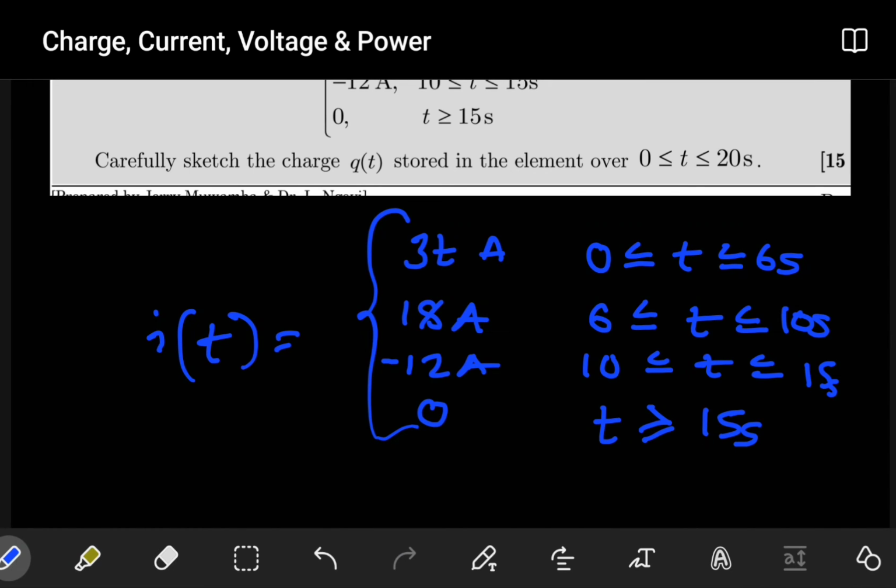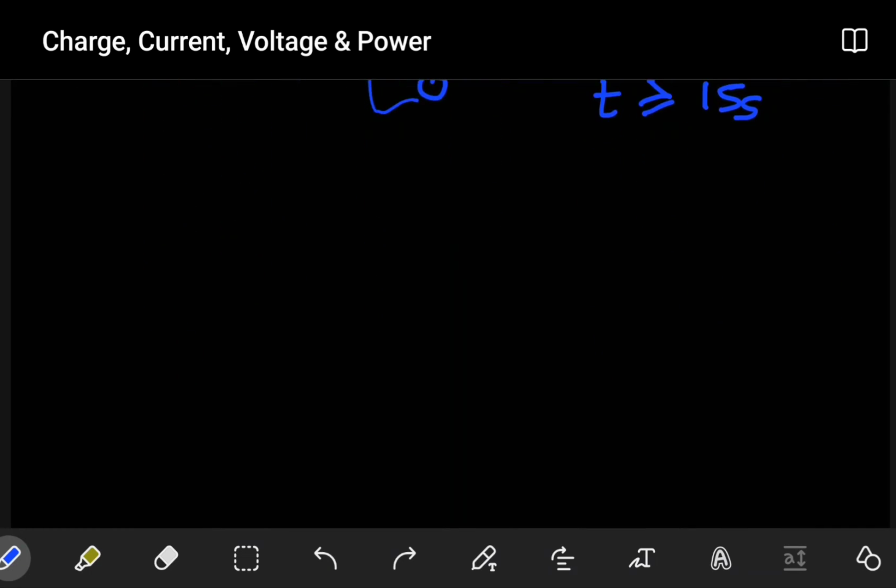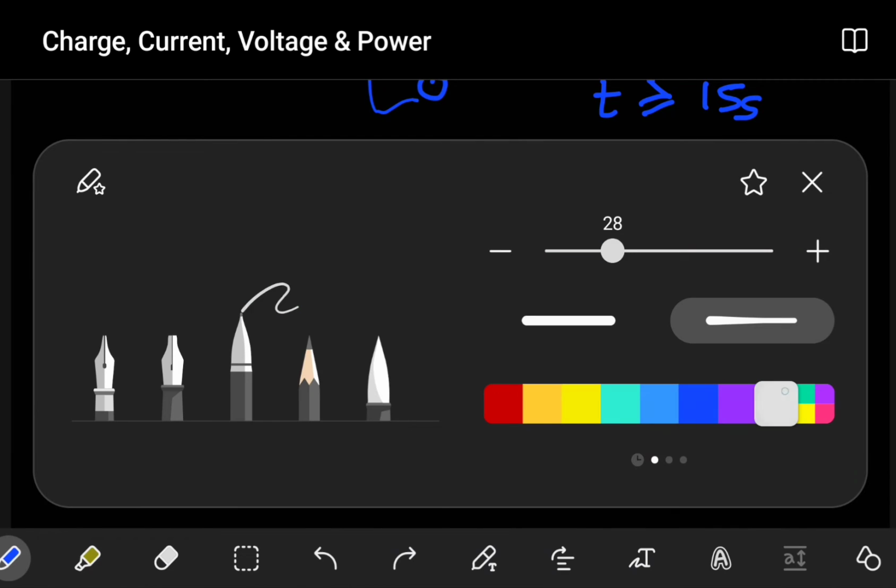Now the key thing here is to be able to notice that they want you to plot, to sketch a function of charge, not current. So be able to get the difference here. Since they want us to plot the graph of charge with respect to time, of course, we need to know what charge will be associated with each interval of time. So in other words, first we can start by sketching our graph.